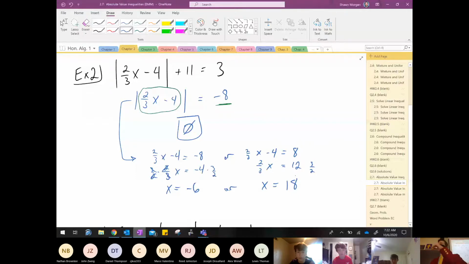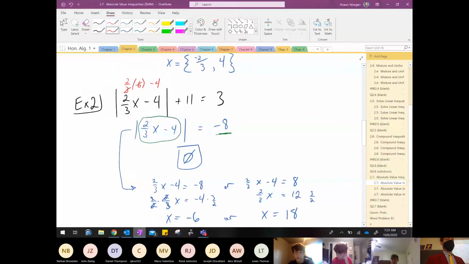A solution to an equation is the set of all numbers that when plugged in for a variable or variables makes a true statement. But if I plug in -6, watch what happens up here. If I plug in -6 for x, let's try this in red. 2/3 times -6.